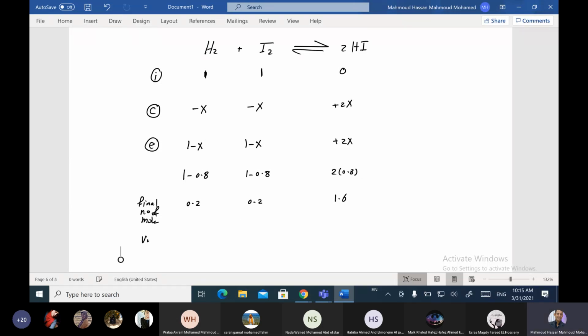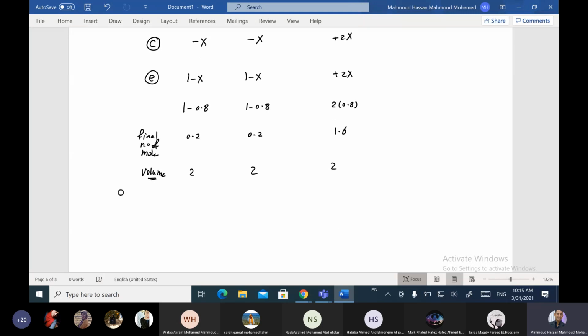For the volume of the container, I have 2, which is constant, the volume does not change. Return back to the concentrations. Molarity or concentration represents the number of moles divided by the volume in liters. So 0.2 divided by 2 equals 0.1. 1.6 divided by 2 equals 0.8.